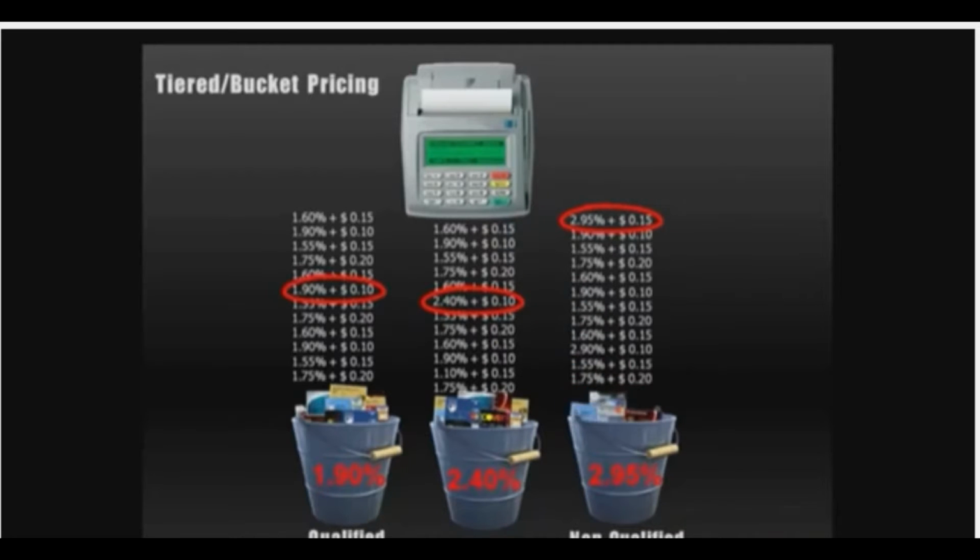Additionally, when Visa and MasterCard make changes to interchange rates, it is common for processors to use this as an excuse to raise the rate of the entire bucket, even though it only affects one or two of the cards.